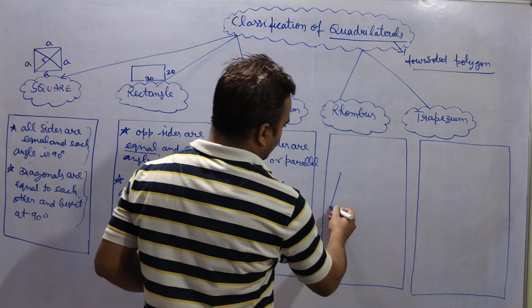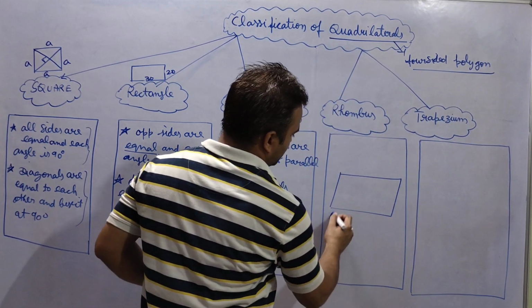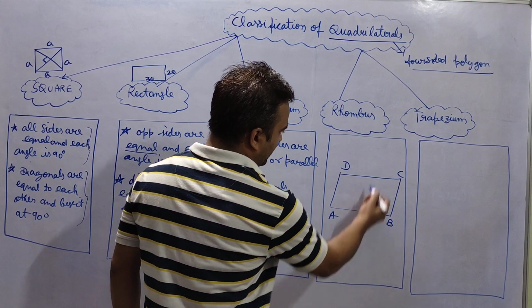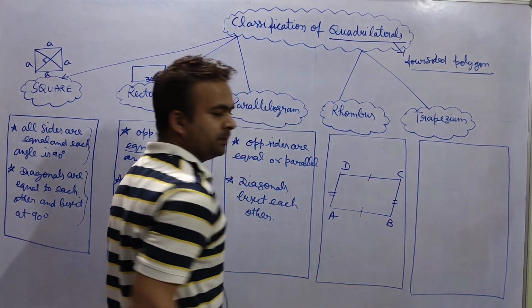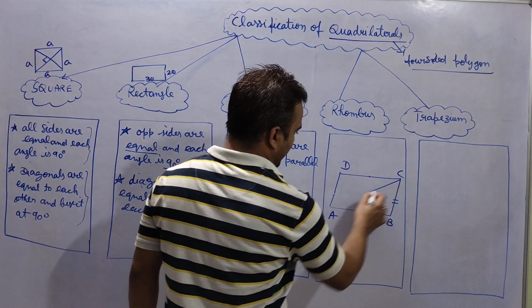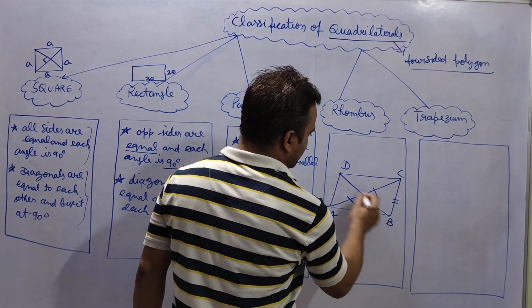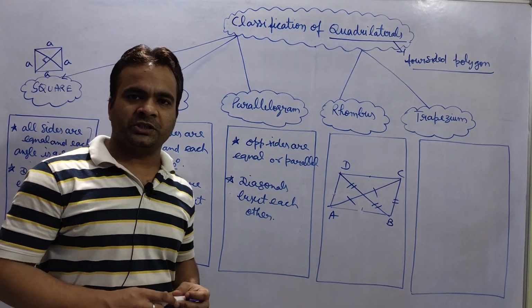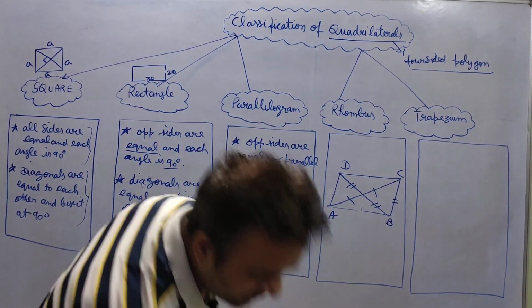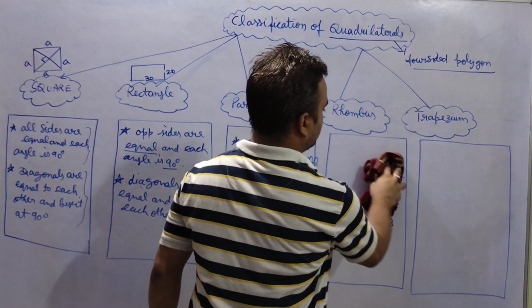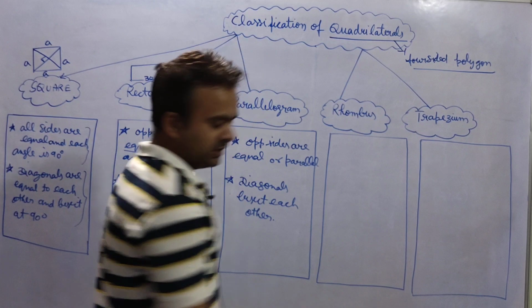So how will you interpret it in the figure? Suppose it is a parallelogram. In a parallelogram you can check whether this particular side is equal or not, or if it is not visible here, you will check whether diagonals bisect each other or not. If you can check any one condition, then you will say that it is a parallelogram clearly, right?